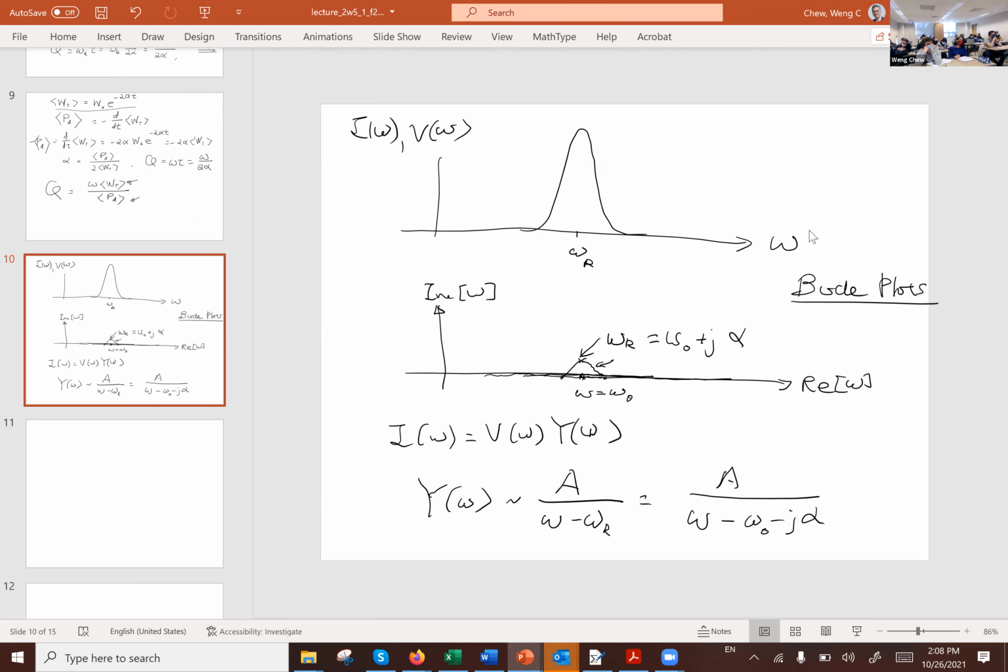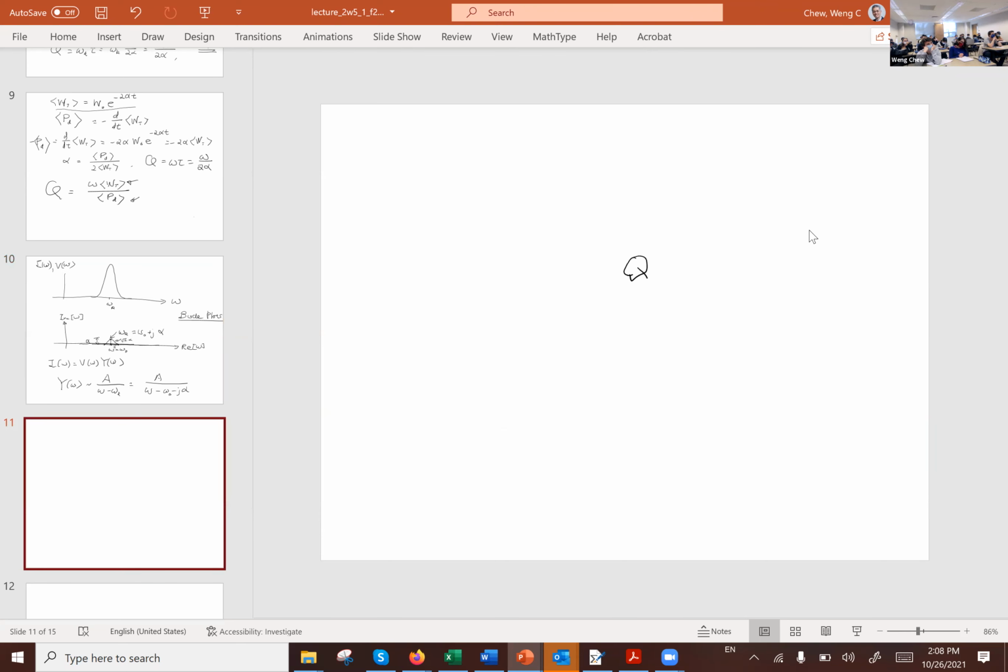Okay, if this distance is alpha, and you are equally far from this pole in this manner, if these two are equal and this distance is also alpha, then I think that distance here is √2 alpha, right? The hypotenuse of that triangle is √2 alpha. So if you do everything right, you will see that this transfer function would peak around omega naught plus or minus delta.